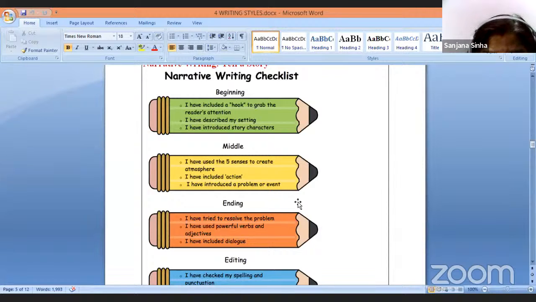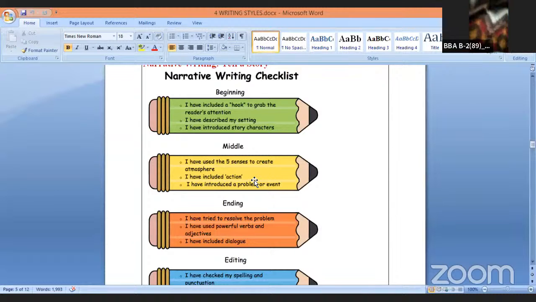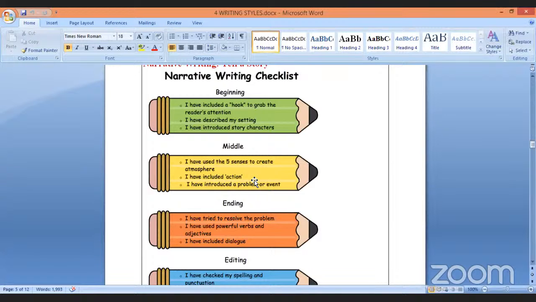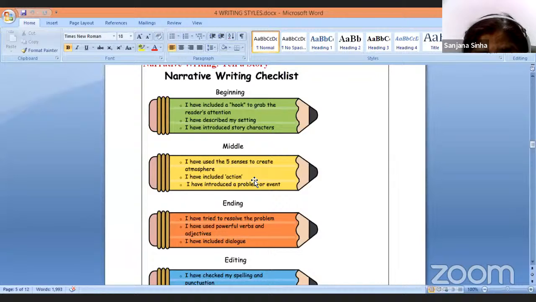Like one day the farmer saw. What did he feel? What did he hear? The characters, you have to bring them alive. So use the 5 senses. The middle is using the 5 senses to create atmosphere. And then some action is included. Some action. Stories have actions. And then you have introduced the problem of the event.